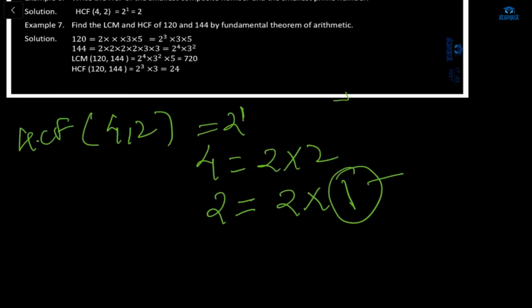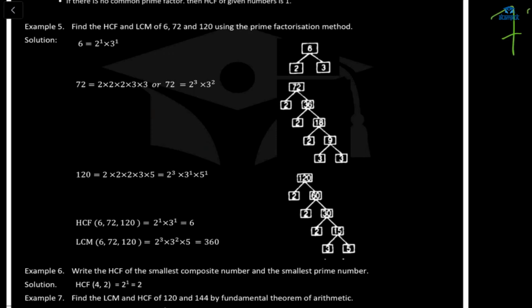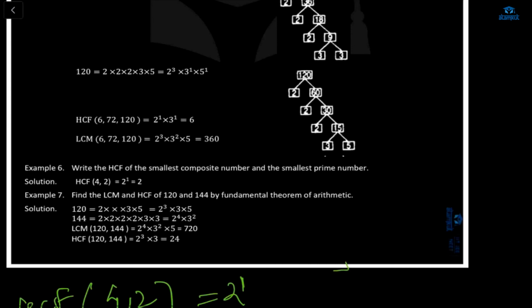Okay, Rudronial? Now I want you to find the HCF and LCM of 120 and 144. You can see the question on your screen, the last question, example 7. Find the LCM and HCF of 120 and 144 by the fundamental theorem of arithmetic. The HCF is 24. And LCM? You can take the highest power of the numbers. It's 720. Very good.